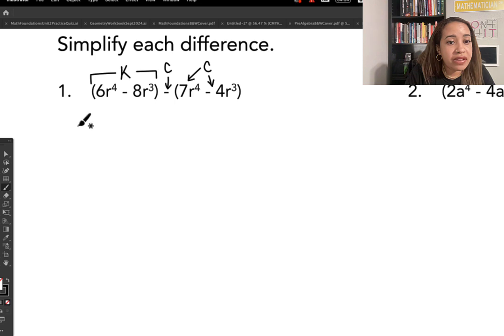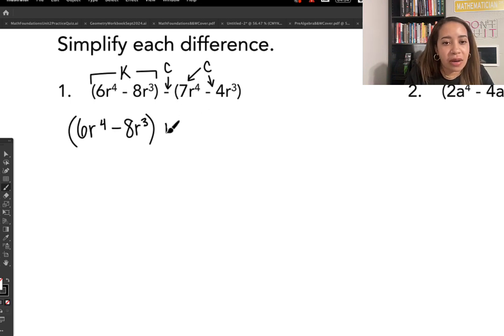So we are keeping the first polynomial, 6r to the fourth power minus 8r to the third power. We are changing from a subtraction problem to an addition problem. And then I need to change all of the signs in my second polynomial. Instead of a positive 7, we need a negative 7, r to the fourth power. Instead of a negative 4, we need a positive 4, r to the third power.